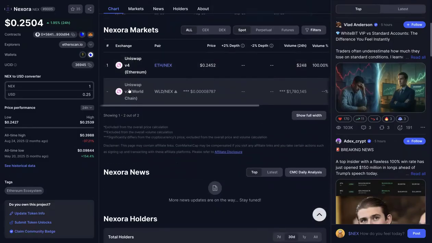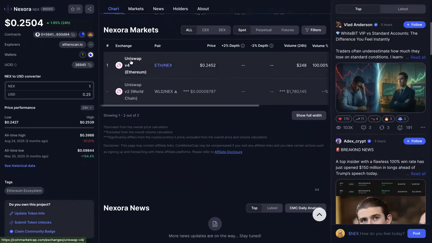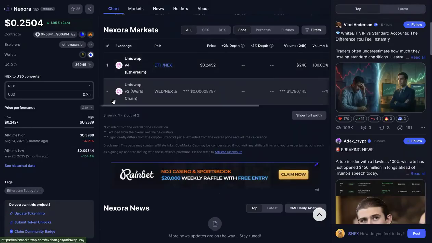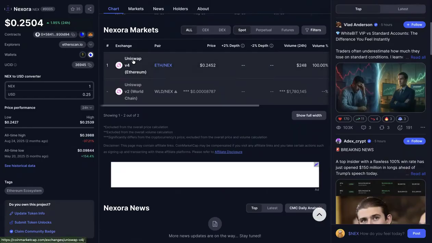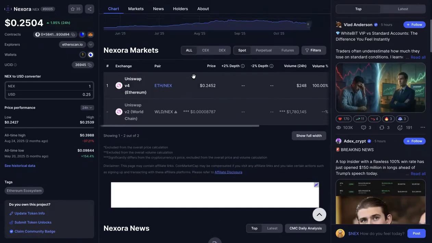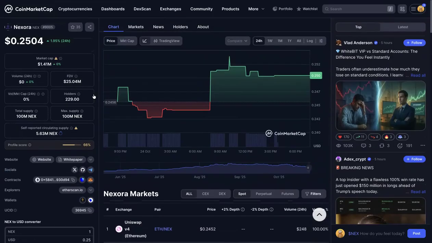Now this one on exchanges, it's only on Uniswap. Uniswap is a decentralized exchange. It is not on a centralized exchange yet. You need to know, okay, if I'm to buy this token, I can only buy it from Uniswap. It is at 0.2. Meanwhile, such tokens are very good to make a lot of money in.